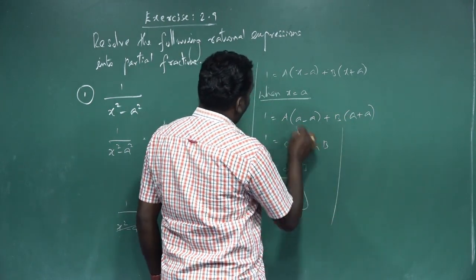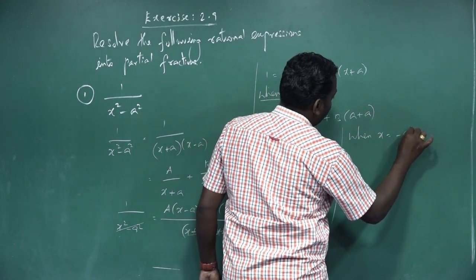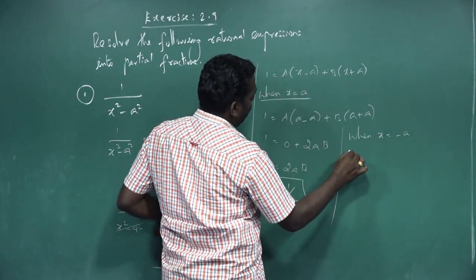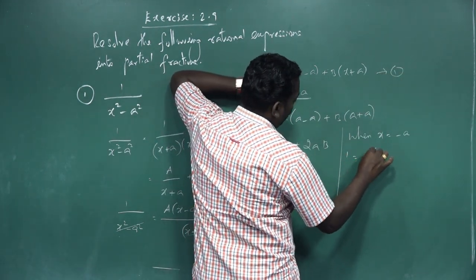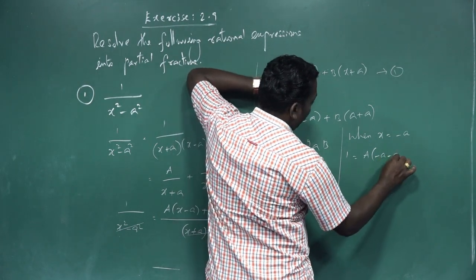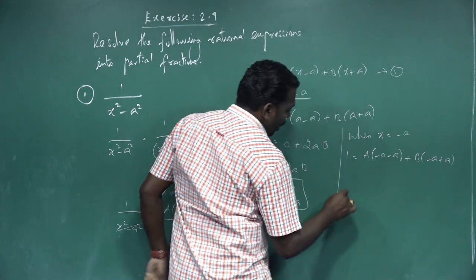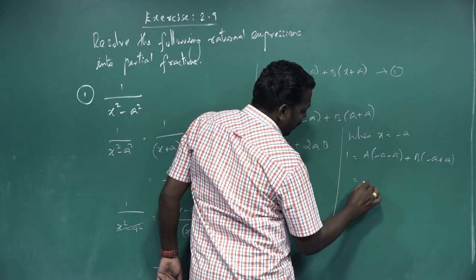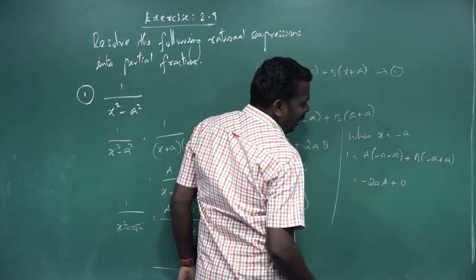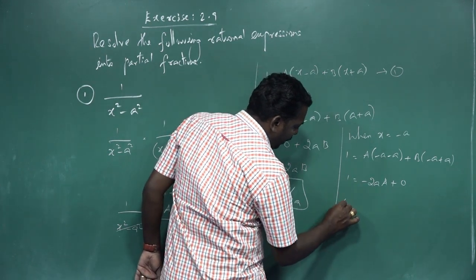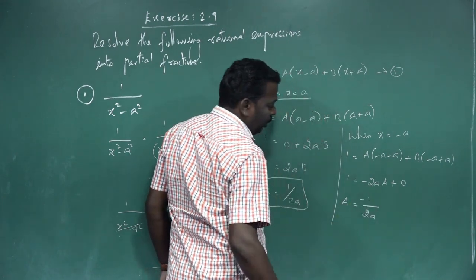Again we have to substitute the value of x equal to minus a. When x is equal to minus a, therefore for this equation, 1 is equal to a into minus a as x value minus a plus b into minus a plus a, and it is equal to minus a minus 2a into capital A plus minus a plus a, the value becomes 0, that is equal to 1. Therefore, simply a is equal to 1 by 2a minus the numerator.